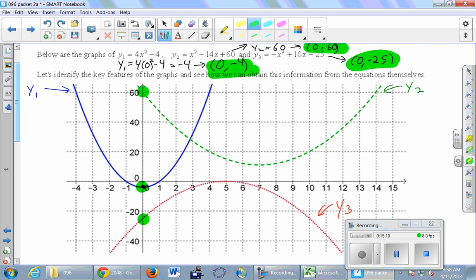So it feels like there's a nice little shortcut here to find the y-intercept if you know the equation. Let's look at just this middle y2 equation. Could we have gotten the answer, which was 60, without actually plugging the 0 in? Do you see the 60 sitting in that equation? Where is it? It's the last thing right at the very end, right? Is that true for the y3? The negative 25, and then for the y1, it's negative 4. Okay, so that's kind of neat, that the last number right there is always the y-intercept.